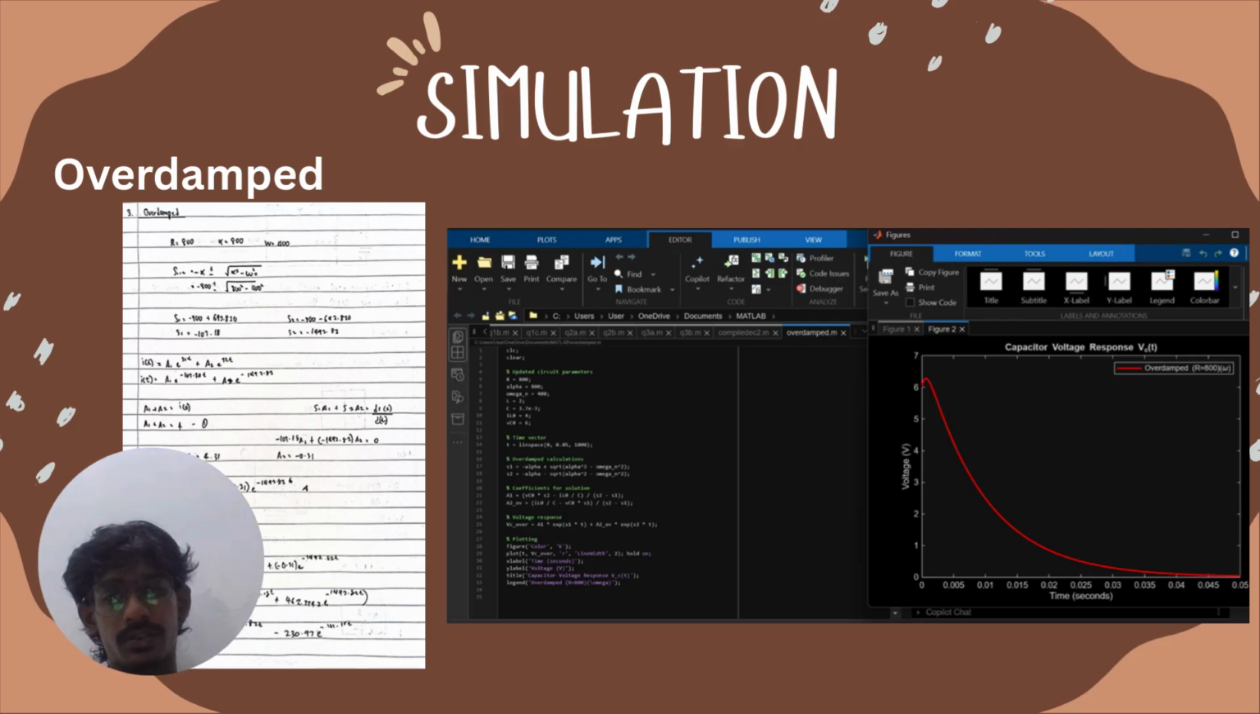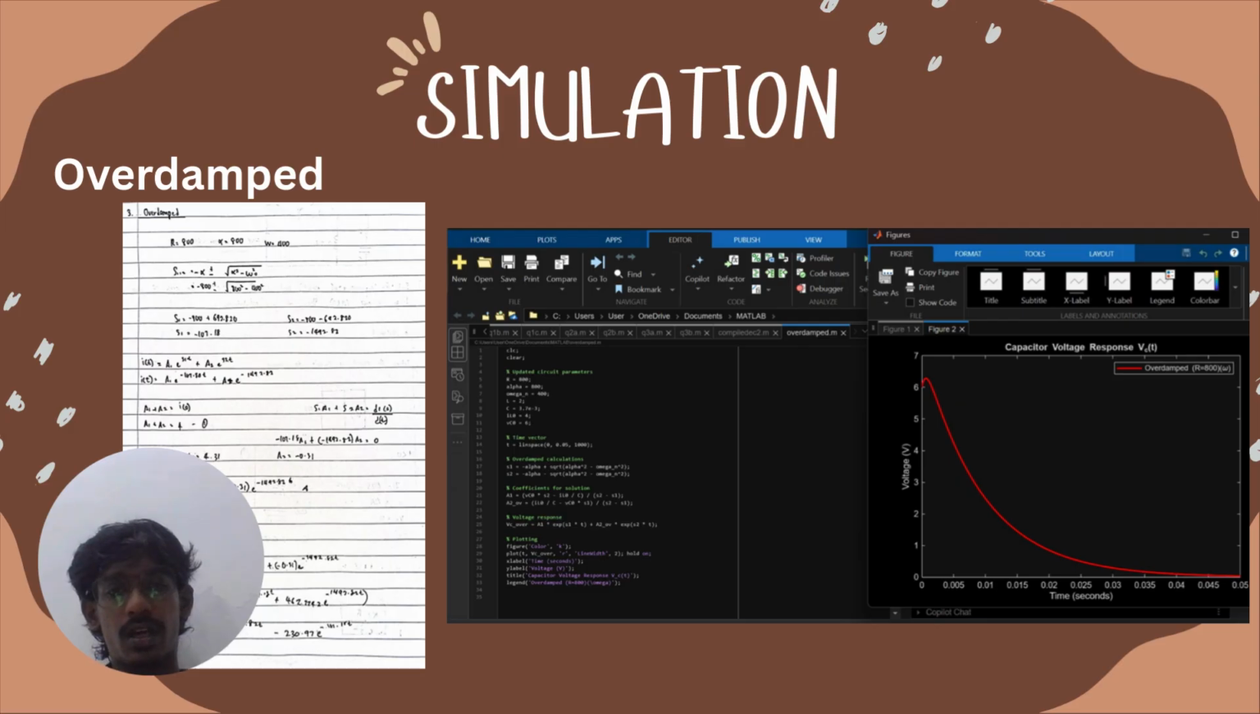After implementing the formula, we are getting s1 equals negative 100.18 and s2 negative 1492.82. After we get both values, we implement them into i(t), that is a1 exponent s1t plus a2 exponent s2t. After implementing the i(t), we are getting a1 equals 4.31 and a2 equals 0.31.